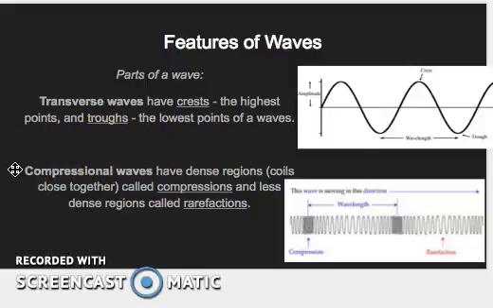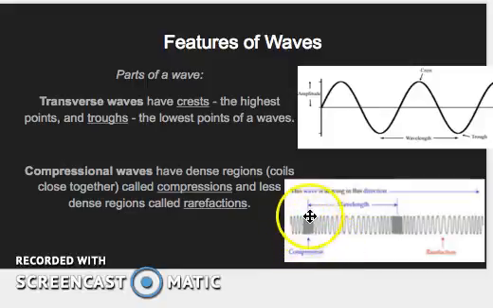Compressional waves, remember, have compressions and rarefactions. And compressional waves have dense regions, which if we use this spring here as an example of showing us compressional waves, we see that the coils are close together. Those are the areas where the matter is the densest. It's like squished together the most. And the less dense regions are called rarefactions.